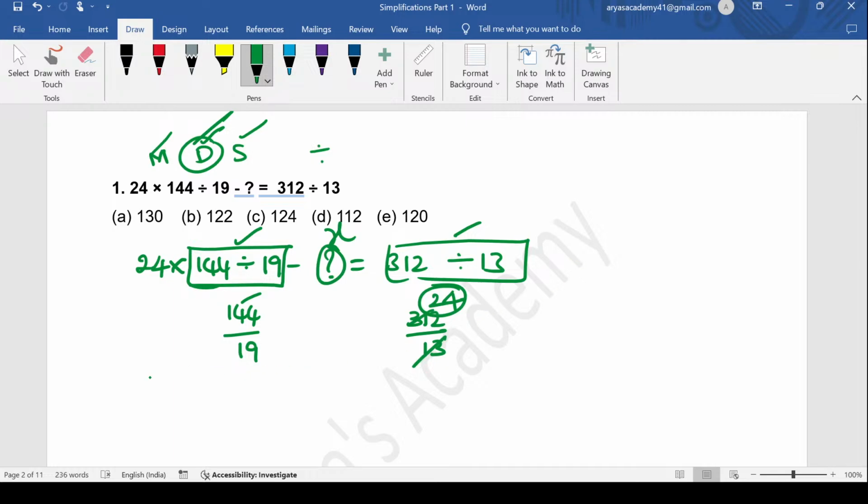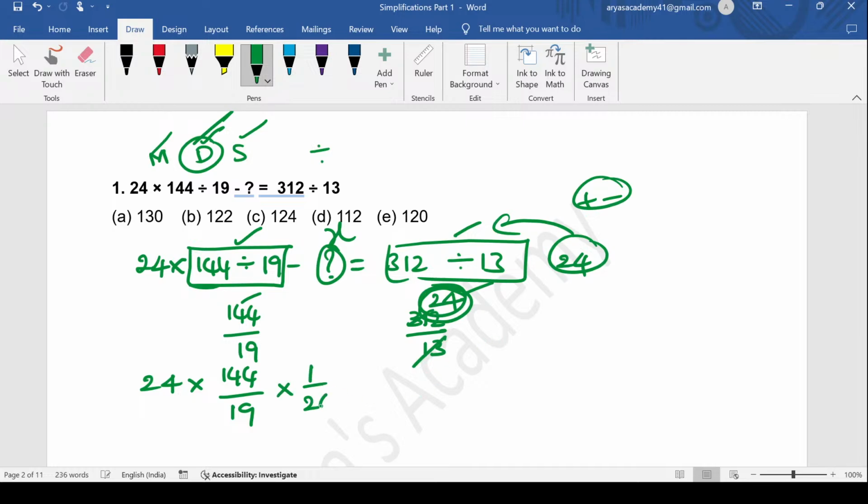So if you rewrite the equation, it will be like this: 24 into 144 by 19. The right side of the equation gave us a result of how much? 24, right? So it is 24. If it goes to that side of the equation, there is neither plus nor minus symbol, it's in multiplication. So it has to go to the denominator, it becomes 1 by 24. And this is minus. If it goes to the opposite side of the equation, then it becomes a plus.